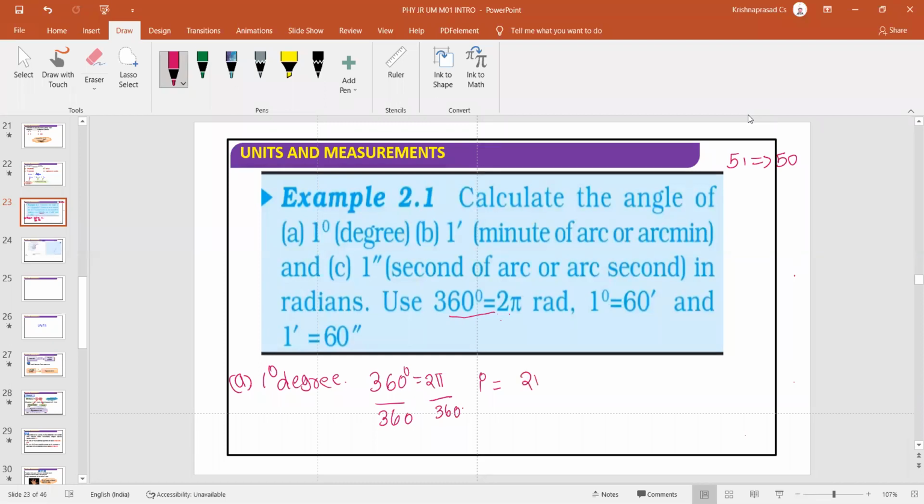On the RHS, it will be 2 pi by 360, which again can be reduced into pi by 180. So why are we dividing it by 360 degrees? We need to find out the value of 1 degree, right?